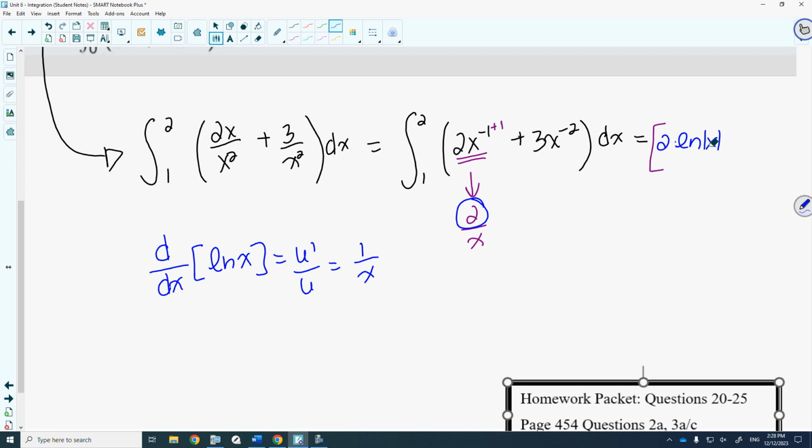Again, how you would see that is you would try to do the reverse power rule and you get something over 0, and then you say, oh yeah, we can't do that, so that's going to be the natural log of x. And then this one here, when we integrate this, we're going to add 1. That will give us plus 3x to the negative 1 over negative 1. So that will be 2 ln the absolute value of x minus 3 over x.